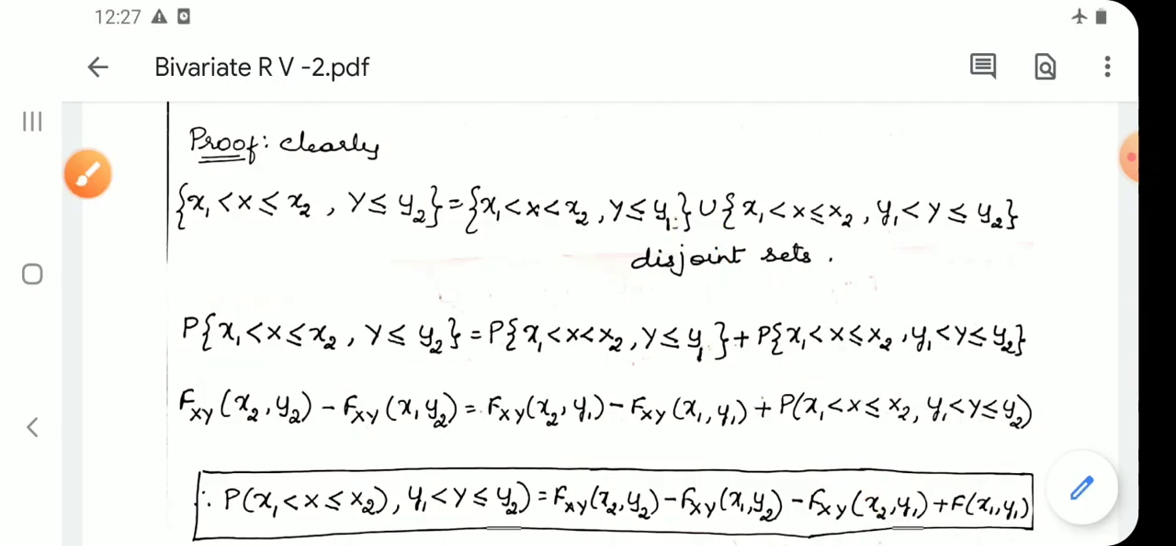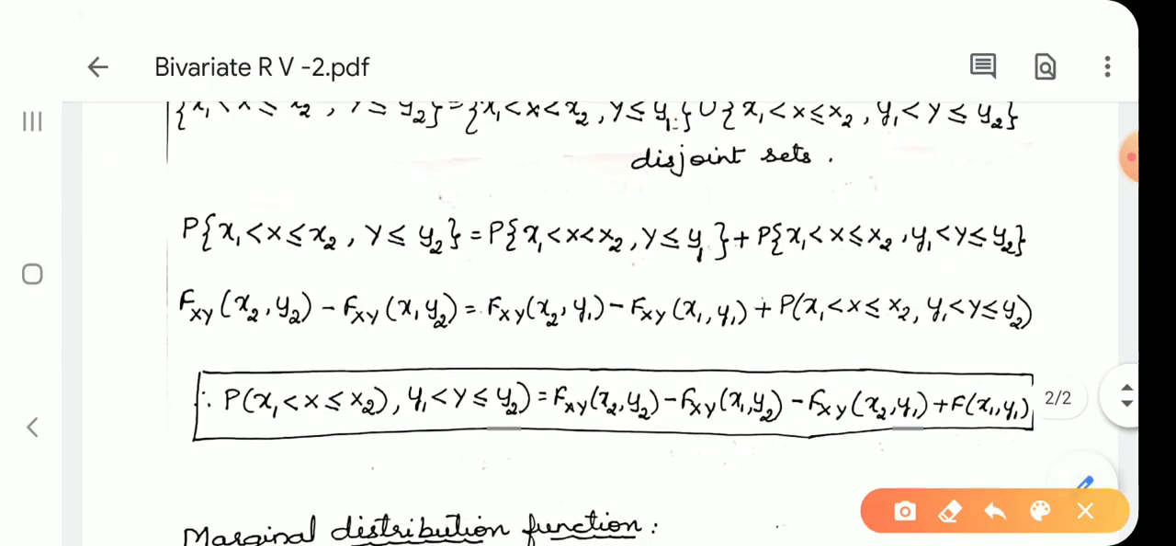So when we compare this with the properties we have already studied, we can write this as F_XY of x2 comma y2 minus F_XY of x1 comma y2. This is equal to, on similar grounds, this can be written as F_XY of x2 comma y1 minus F_XY of x1 comma y1, using the properties we have already studied. The last term we will write as it is.